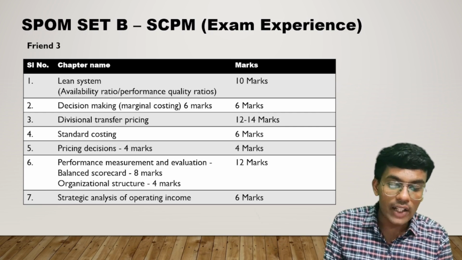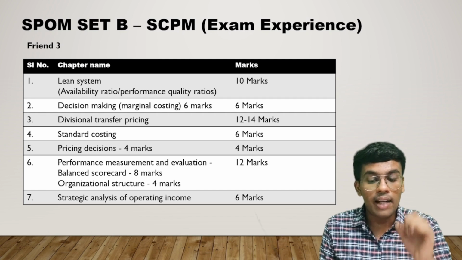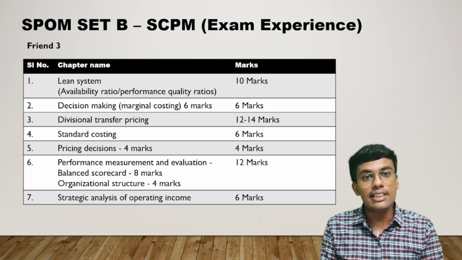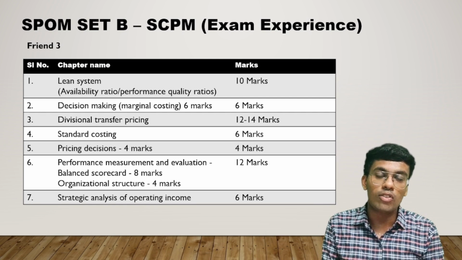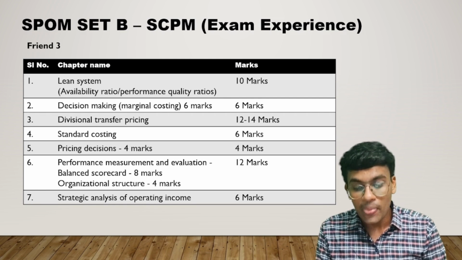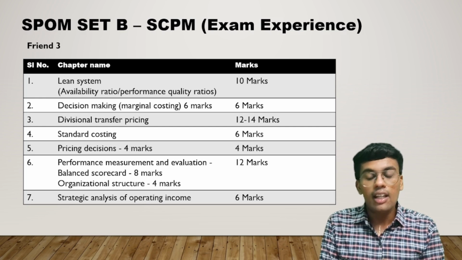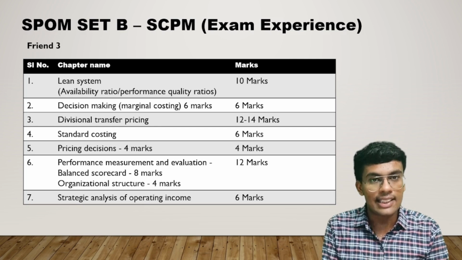From the performance measurement and evaluation chapter, balanced scorecard was asked for 8 marks, and organizational structure for 4 marks was asked from this chapter also. Strategic analysis of operating income: this chapter carried 6 marks in his examination.